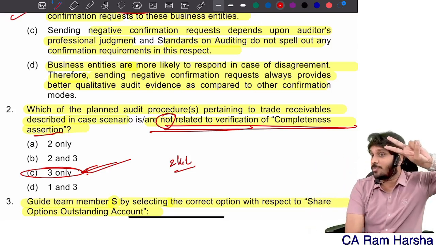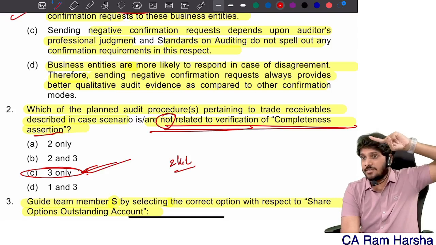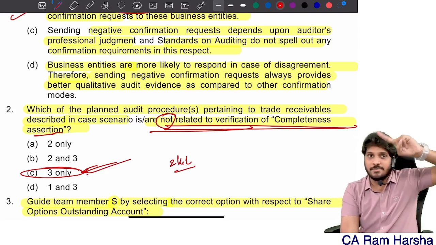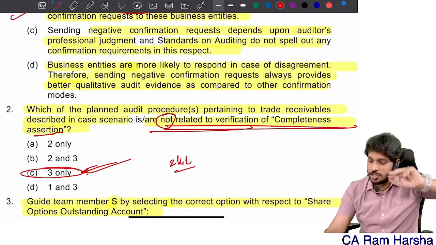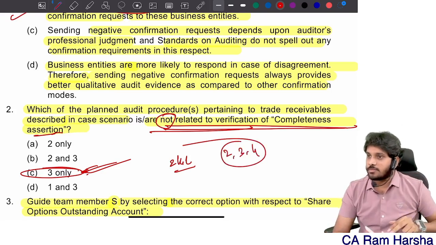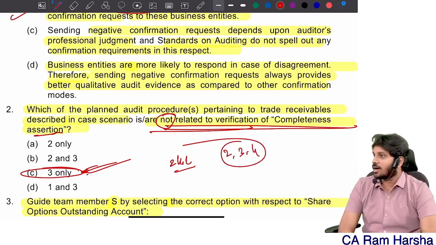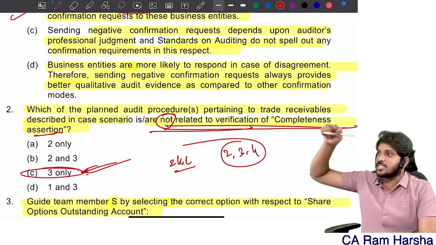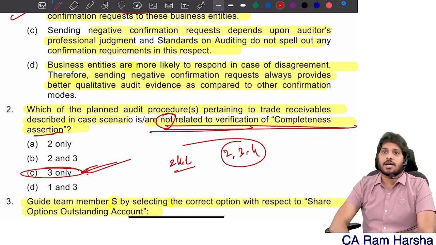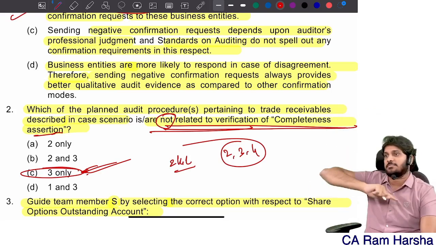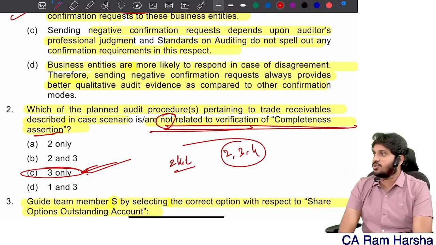But the remaining 2 more points, the 2 and 4, they are completely dealing with valuation assertion. If we go by that logic, 2, 3, 4, all the 3 are not related to completeness. Only the 7 days cutoff they do, that alone is related to completeness in the options given by them. 2 and 4 also are not related to completeness.